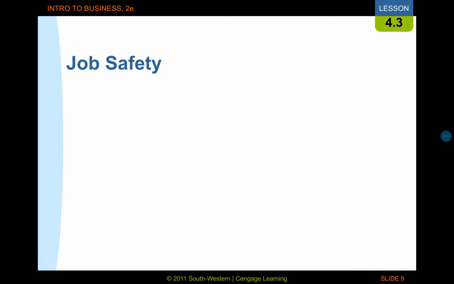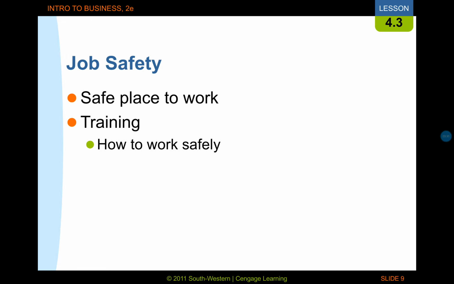So let's discuss job safety. So they also need to provide a safe place to work. Also offer training. So an example would be like a manufacturer. They would need to provide training to their employees on how to properly and safely operate their equipment, how to work safely, and what to do in case of an emergency.